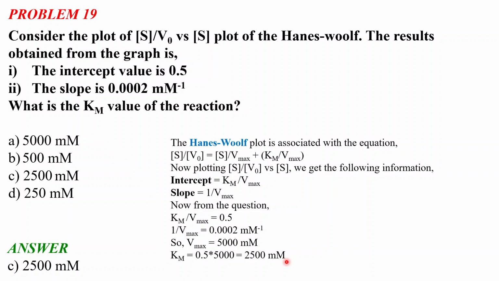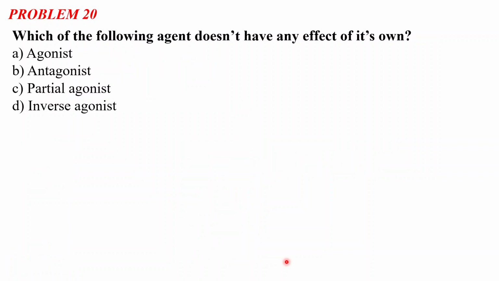So now the last question of today's session: which of the following agents does not have any effect of its own? The options are number A agonist, number B antagonist, number C partial agonist, and number D inverse agonist. So which of the following agents does not have any effects of its own? Agonist, antagonist, partial agonist, or inverse agonist? This is the last question of today's session. I want all of you to answer.